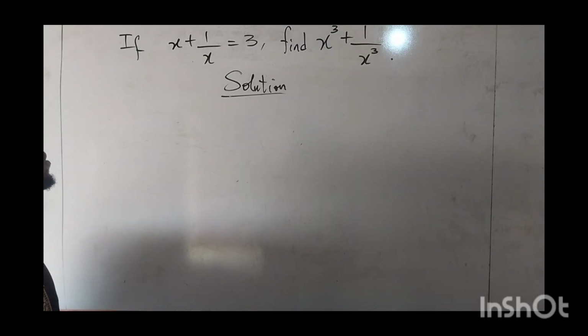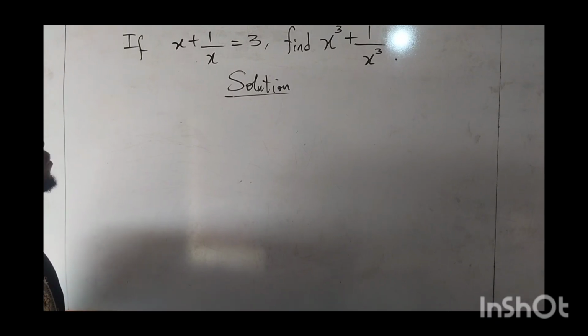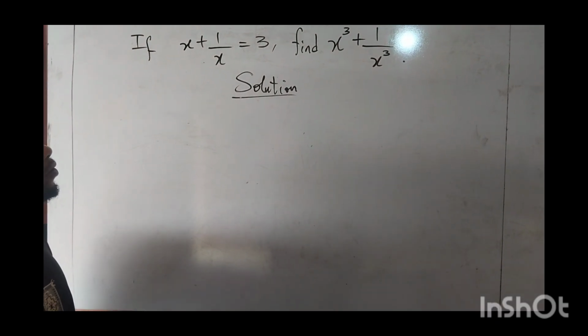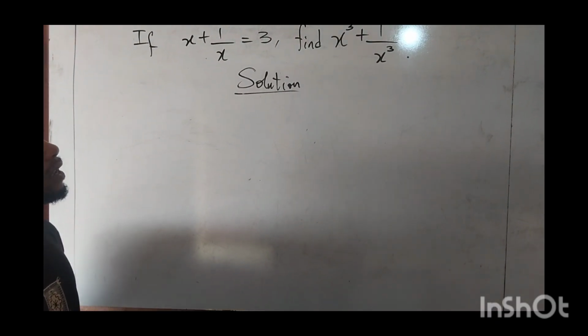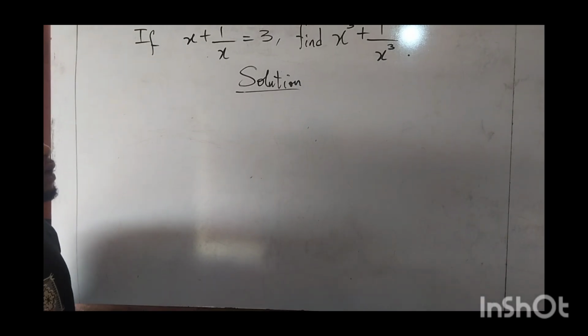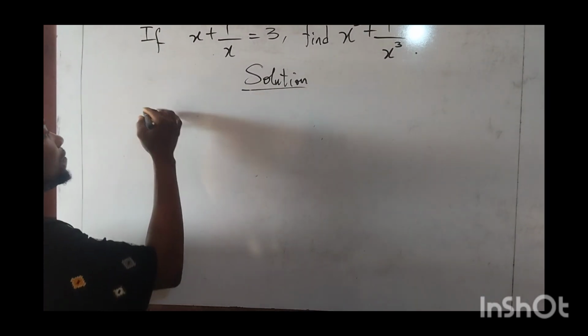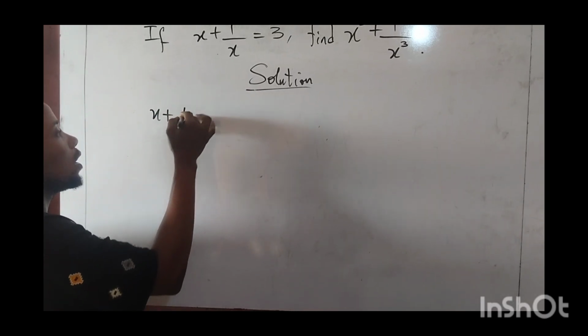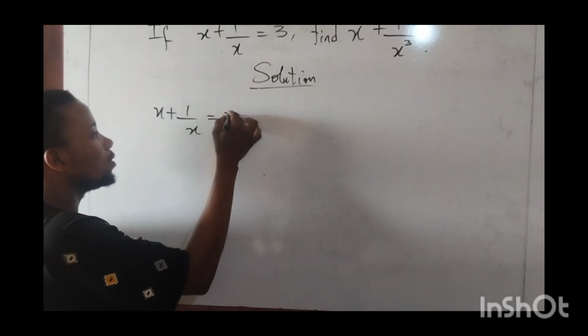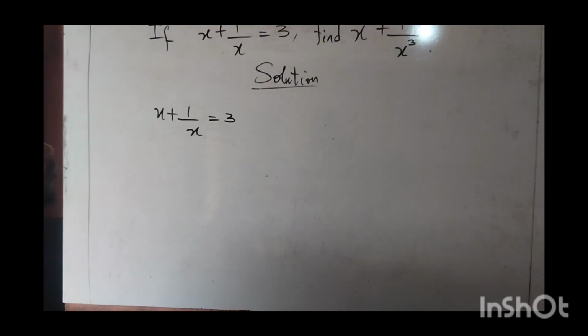We have this question. If s plus 1 over s is equal to 3, find s raised to power 3 plus 1 over s raised to power 3. Let's solve it. We have s plus 1 over s equal to 3. Now, we want to recall something.